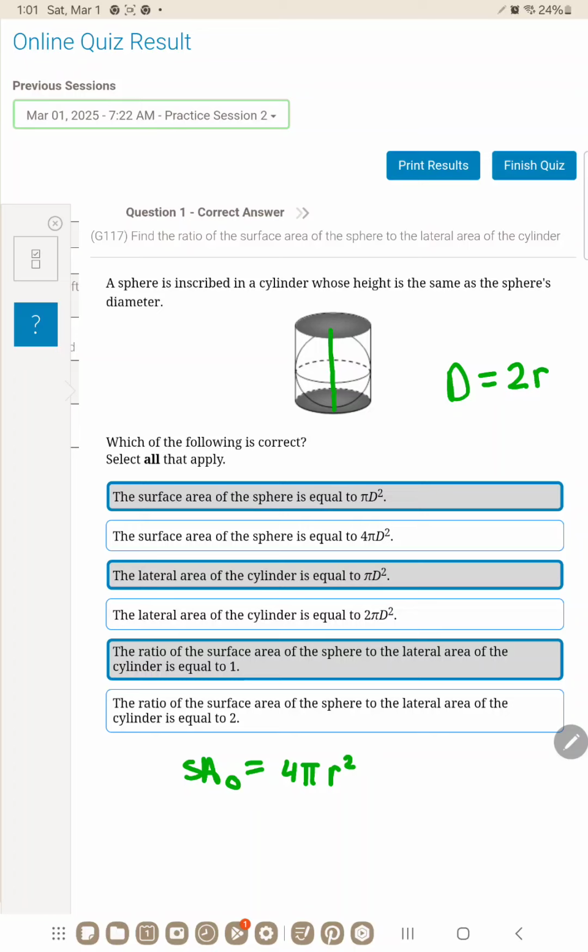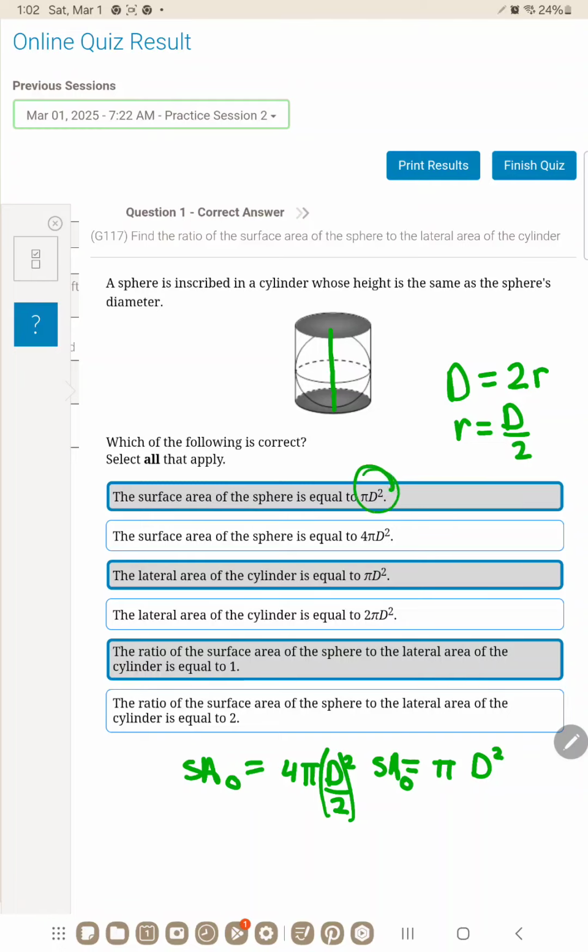So r is equal to diameter over 2, which is what we have. So we're going to replace this with diameter over 2. Now, we know this is all squared. So what is diameter over 2 squared? It's 4 pi diameter squared over 4. Now, we can cancel the 4 with the 4. You'll be left with pi diameter squared. So the surface area of a sphere when you only have the diameter is pi diameter squared.